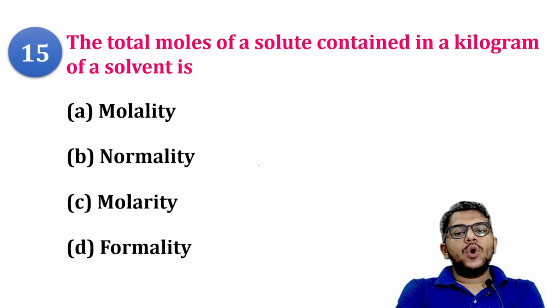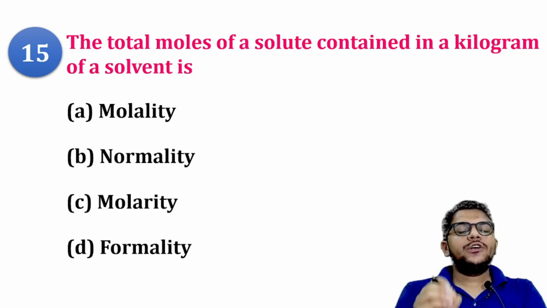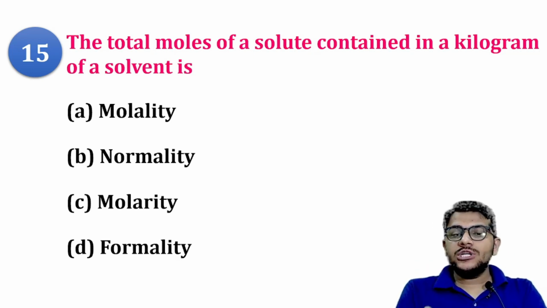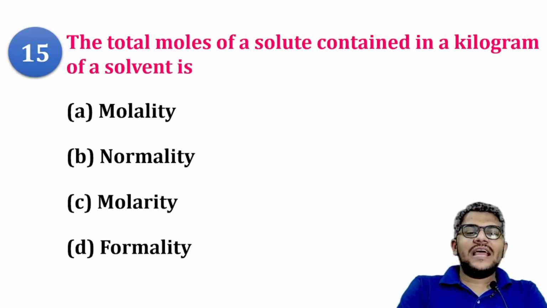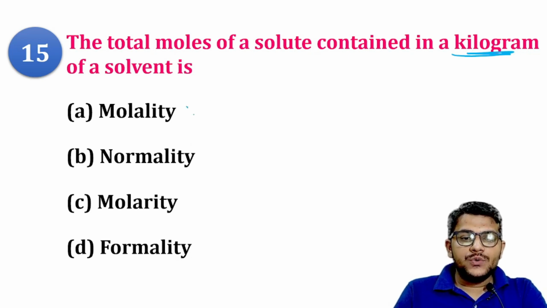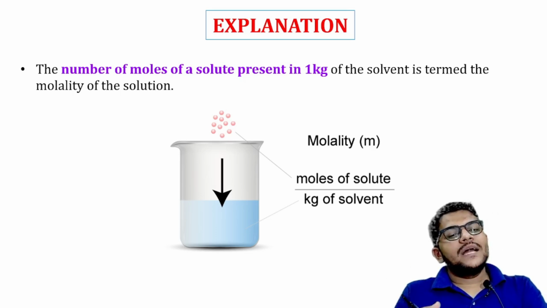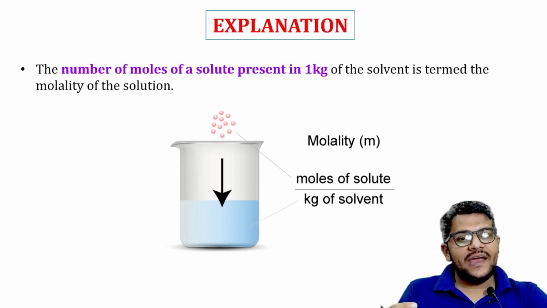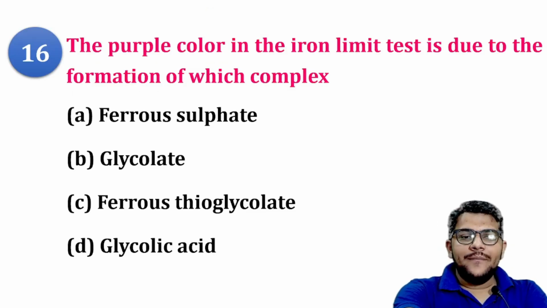After that, the total mole of solute that is contained in a kilogram of solvent. Just think about it. I had told you the concept that we are going to use in this question in the previous question. In that part we discussed molarity, and I told you that if there is a kilogram rather than the liter, then in that case we are going to use molality. So molality is the number of moles of solute present in 1 kilogram of the solvent, that is termed as your molality. I think I am clear with this now.